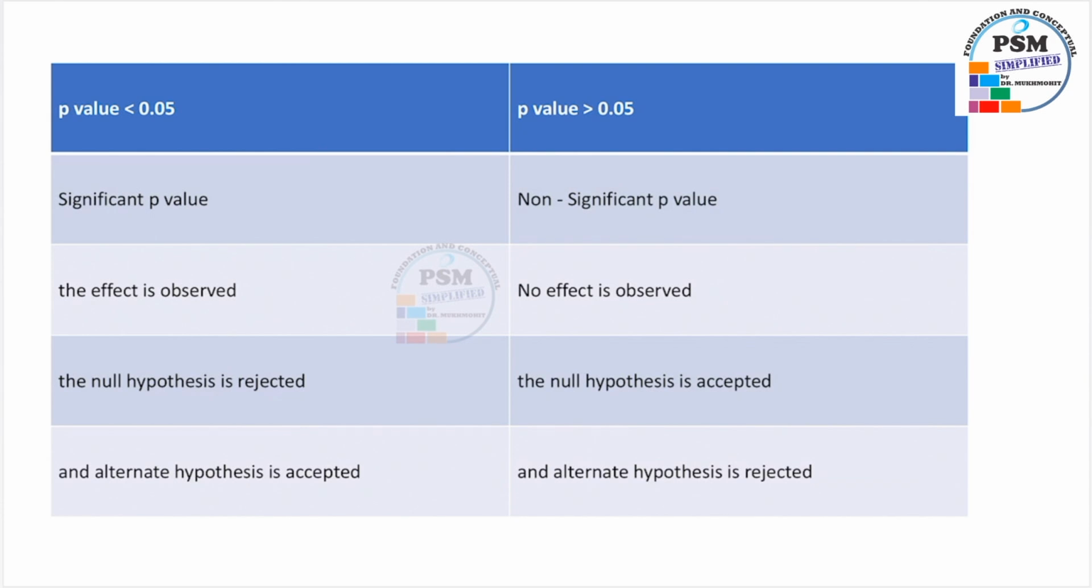So next is a very frequently asked topic about the p-values. Examiners would love to ask you about the p-values. The p-value could be less than 0.05 or it could be more than 0.05. If it is less than 0.05, it is called a significant p-value. That means the effect is observed and the null hypothesis is rejected. That means whatever was your alternate hypothesis, the one you are going to test, is accepted.